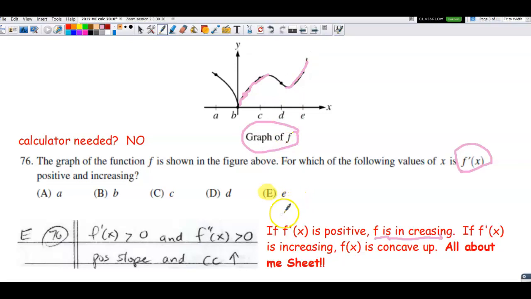And then the next thing says when f prime is increasing. So if f prime is increasing, then f original is concave up, as you can see from the annotations. So the region where f original is concave up would be right in here. And so for increasing and concave up, the value that we're looking at is E.